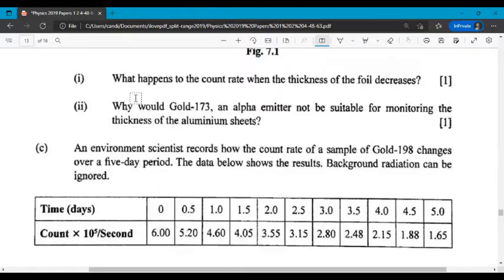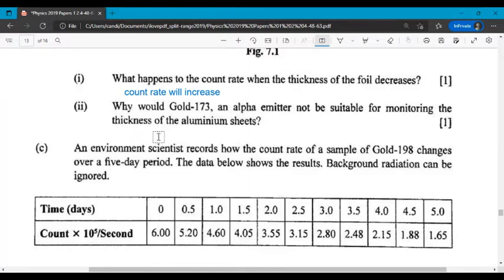All right, so the first thing we're asked is what happens to the count rate when the thickness of the foil decreases. Okay, so that's what I was just talking about. If the thickness decreases, so it means it's getting thinner, then we expect that the count rate will increase. Okay, count rate will increase. And that's because there are more beta particles passing through. Even though aluminum is used as a shield from beta radiation, it has to be at least 4 millimeters thick. Okay, if it's thinner than that, then it's not as effective.